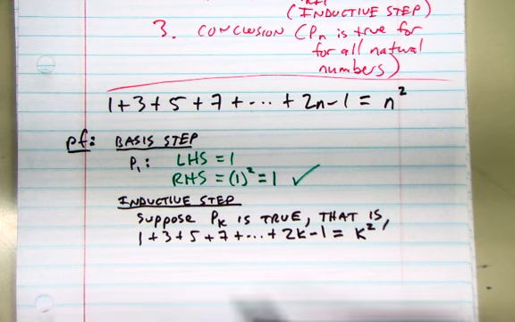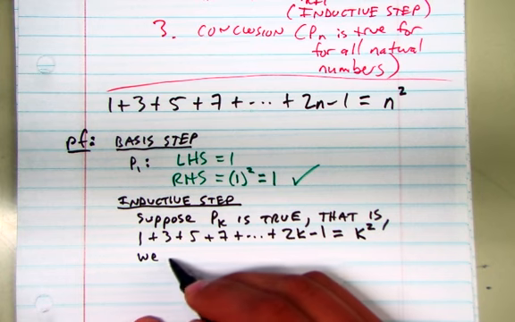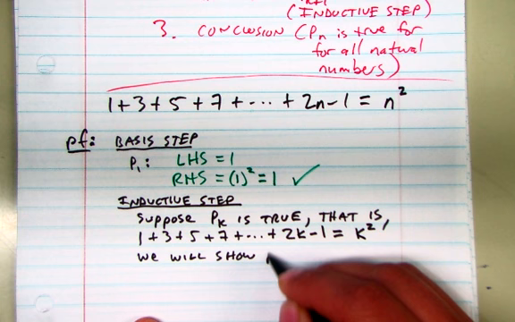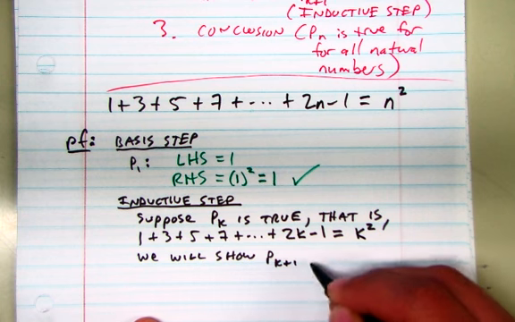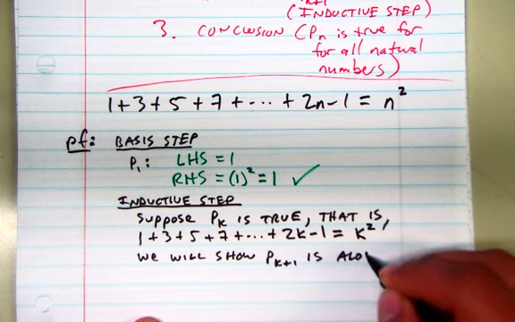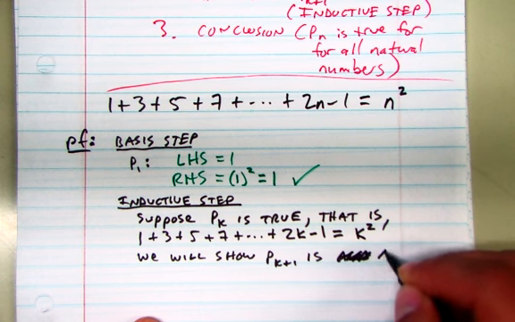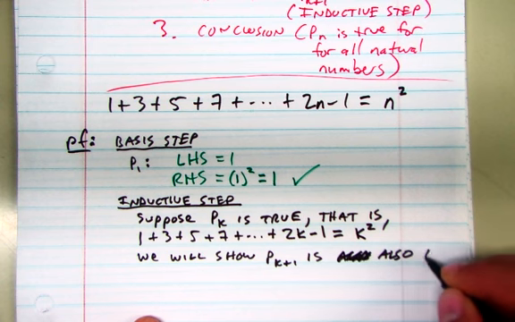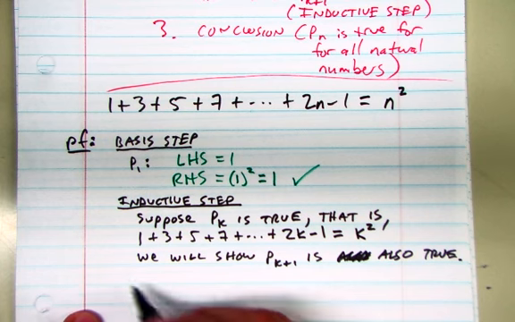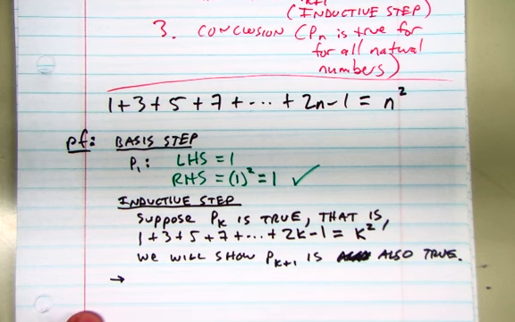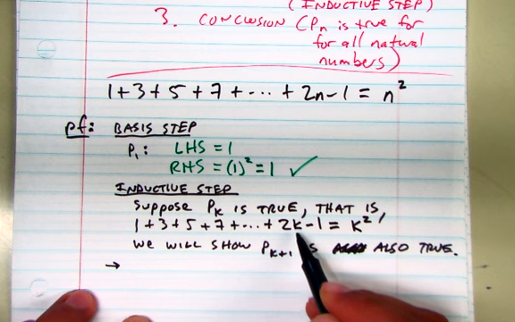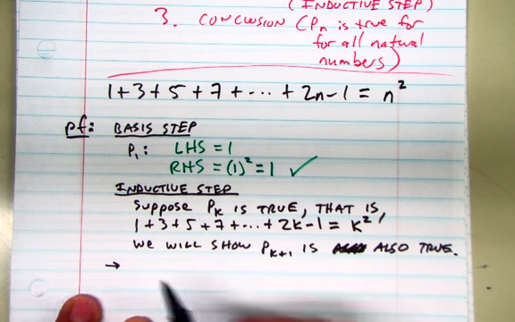So now we need to show, or we will show, that p sub k plus 1, the next case, is also true. So what does that mean? Well, that means that I have all of these numbers, and then I'm just going one number after that, right? So I'm going to write that down.